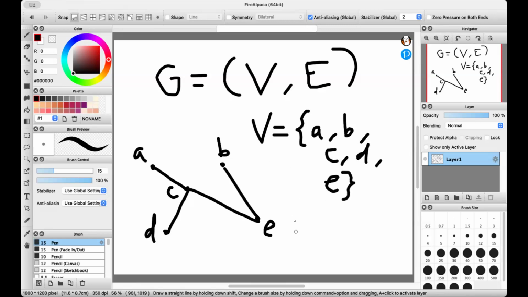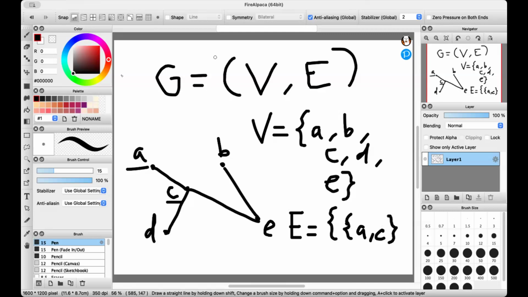And my set of edges are the lines connecting the vertices. So since this is an undirected graph, this would be AC, where A is one endpoint and C is the other endpoint. I'm not going to list them all because I ran out of room. But does this make sense so far?